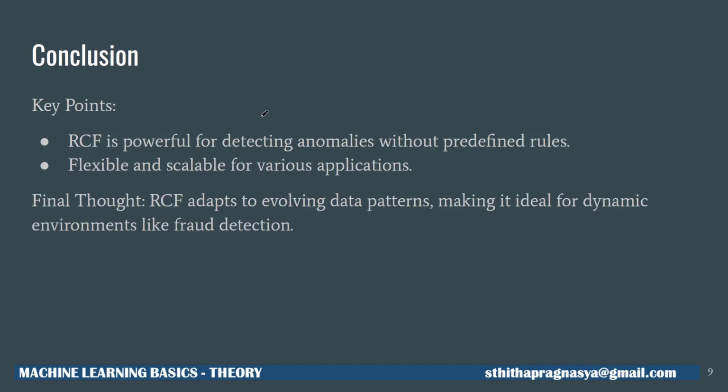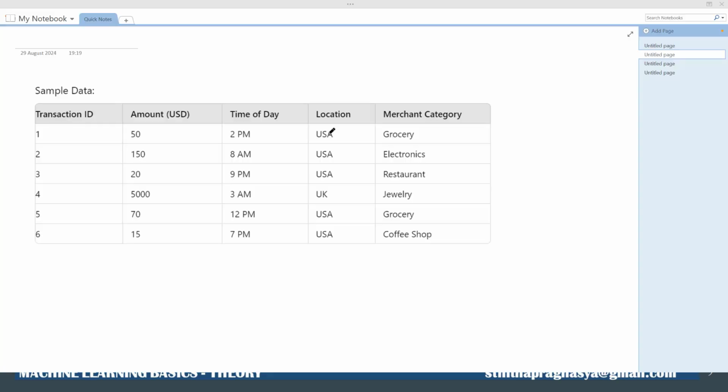Before going to the conclusion, our favorite part, what is it? A scenario-based example or walkthrough of this particular algorithm. For this scenario, we are going to have a data set of credit card transactions. Each transaction will have the following features: transaction ID, transaction amount, time of day, location or the country, and the merchant category. And this is some sample data. Just have a look at it.